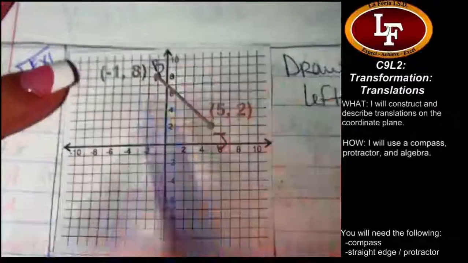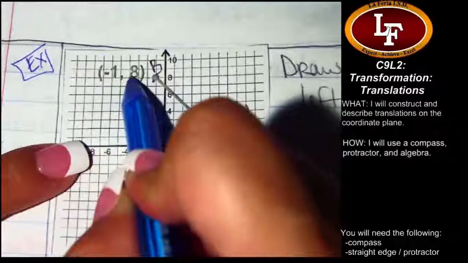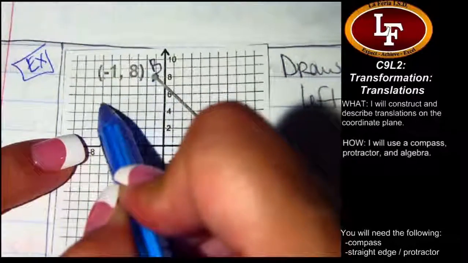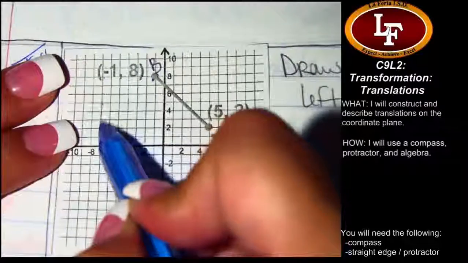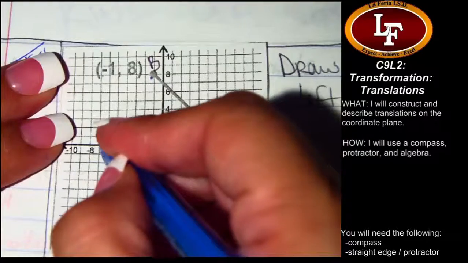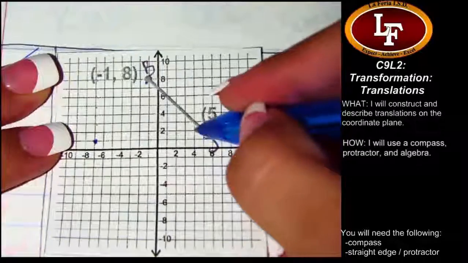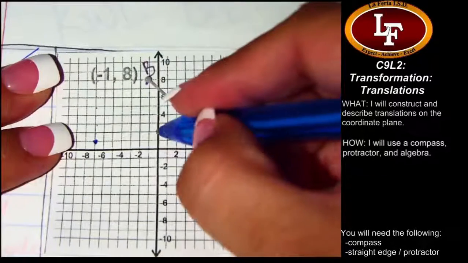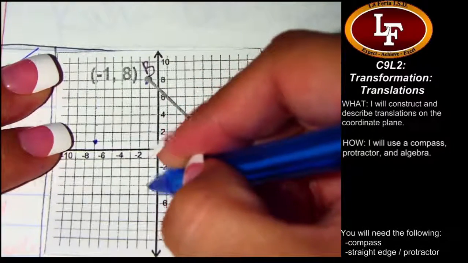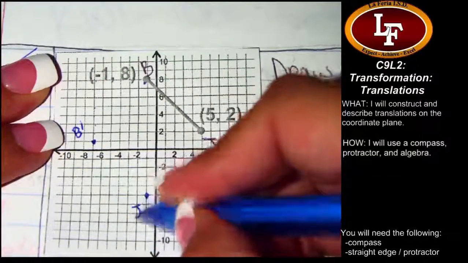Alrighty, here we go. Left 6, down 7. 1, 2, 3, 4, 5, 6, and down 7. 1, 2, 3, 4, 5, 6, 7. Okay, and I'm going to do the same thing to J. 1, 2, 3, 4, 5, 6. 1, 2, 3, 4, 5, 6, 7. So here is B prime, J prime.